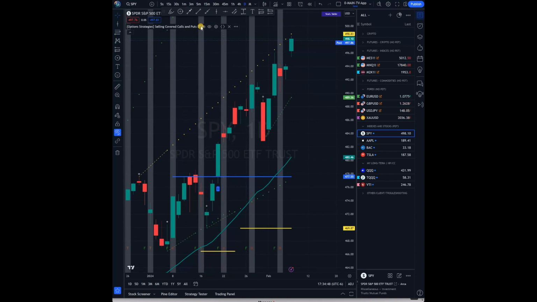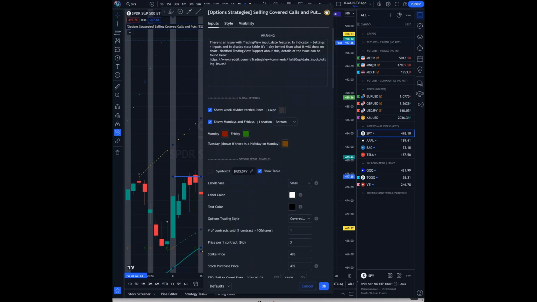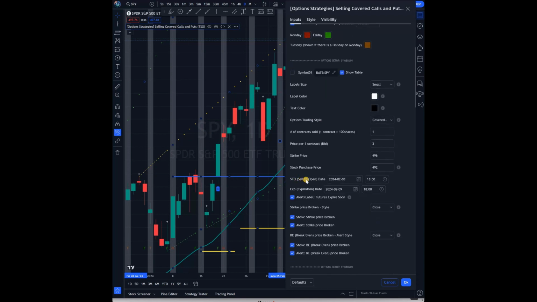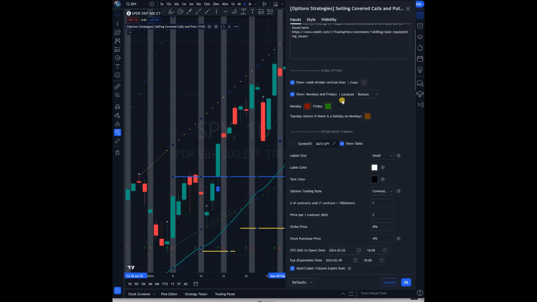Let me just go real quick over the indicator. Now, there's this warning. There is a problem for some reason, which seems like it is internal. I have a case open where, as there's a date when you sell the contract and there's an expiration date, for some reason you have to put the input 1 day behind what it is going to be on the chart. It's not a huge problem, but I hope they can fix it, and you'll see what I'm talking about when I go over setting up trades.